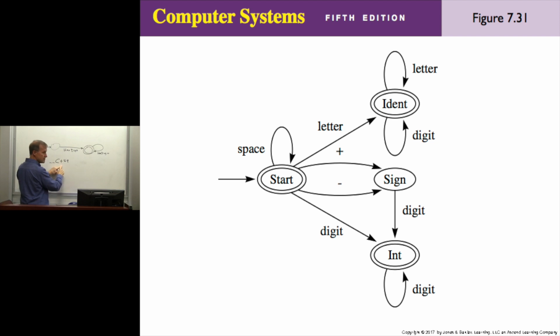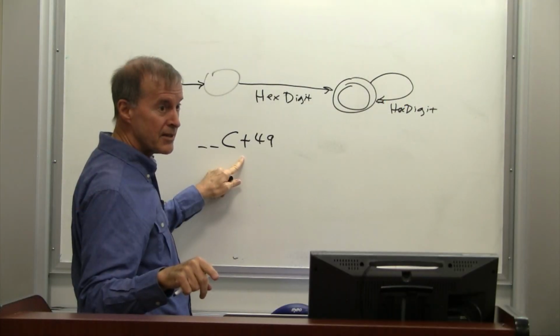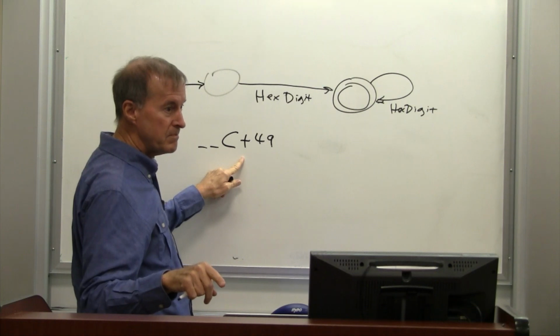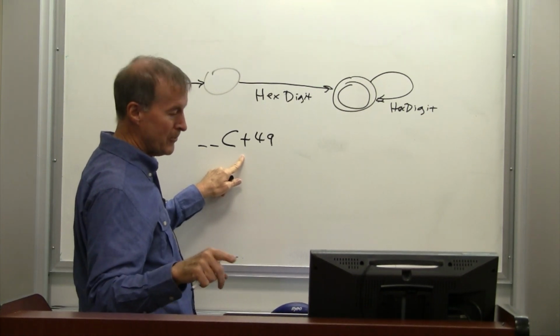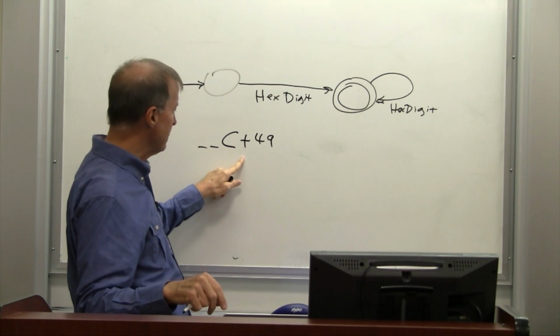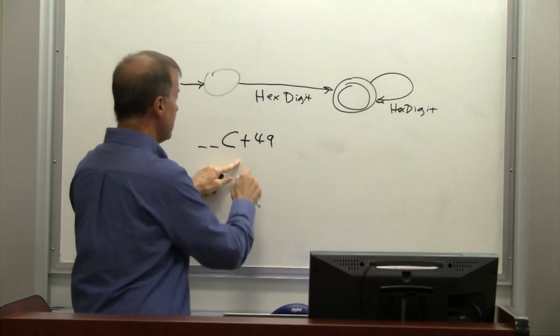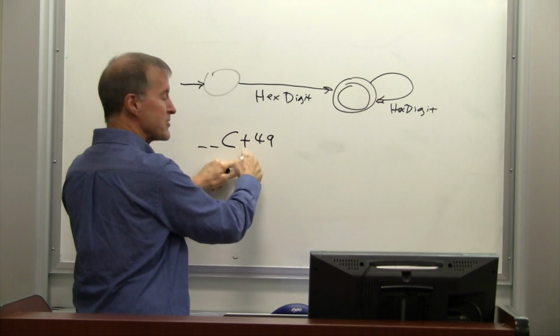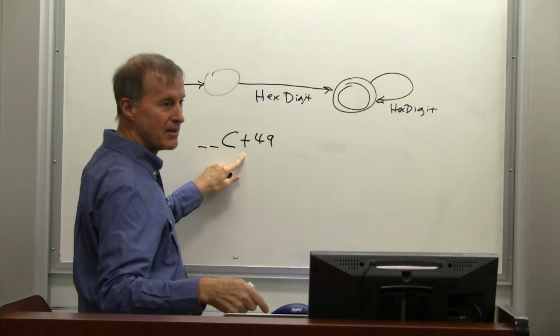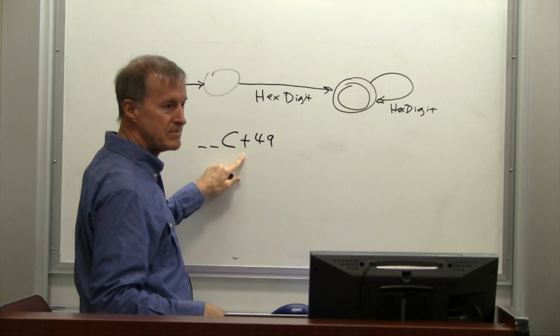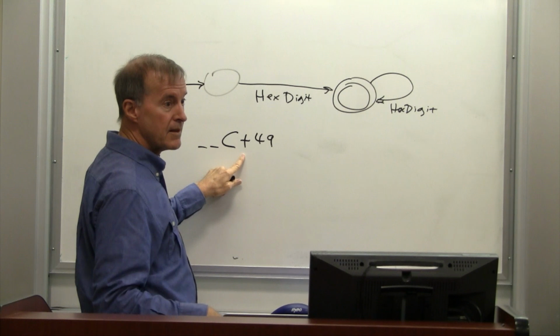We scan the plus. Is there a transition from ident on plus? No. But we are in a final state. Therefore, we know we have recognized an identifier token. And what do we do also? We back up. We scanned this plus, so now we back it up so that the next time around, the plus will be there. So you only go back and scan it again if you're in a final state? Yes.